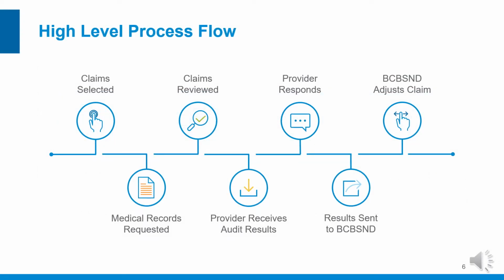There are several details that go into this process. However, this is a high-level process flow. Cotiviti selects claims and requests medical records. Once records are received, they will complete the DRG review and notify the provider of the audit findings. Once the provider responds to Cotiviti, they will notify Blue Cross Blue Shield of North Dakota of any applicable claim actions.